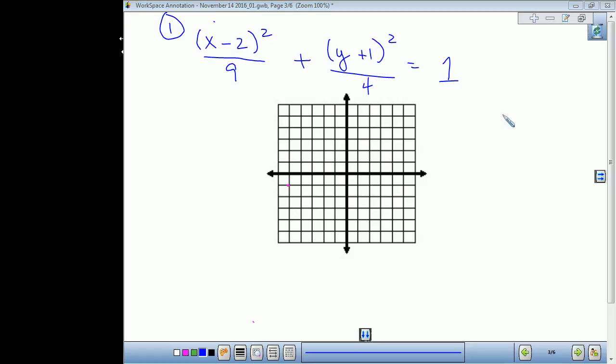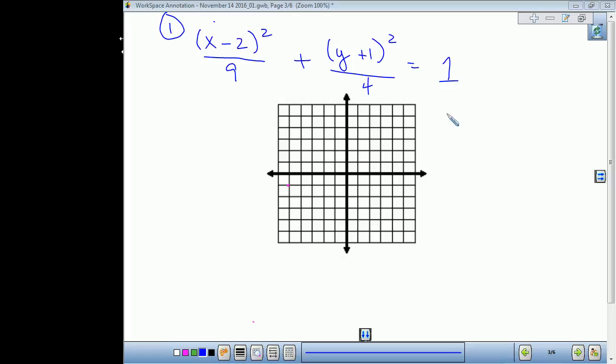All right, so here we go. This one's mine. I know it's an ellipse because the x is squared, the y is squared, it's a sum, and they have different coefficients. The coefficient of my x squared term is 1/9. Do you see it? The coefficient of my y squared term is 1/4.